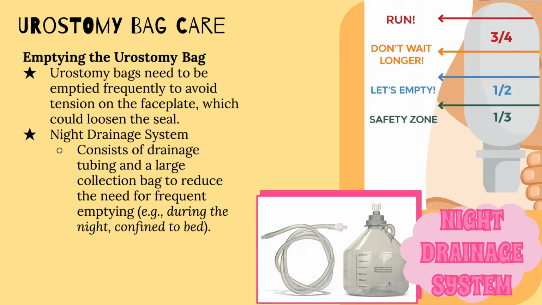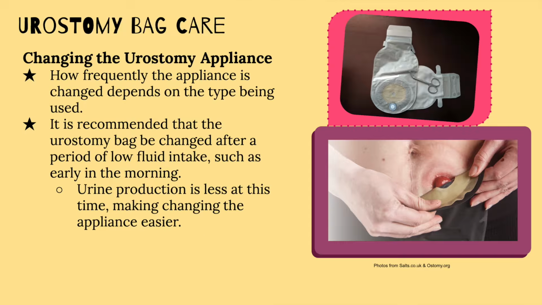Do keep in mind that the night drainage systems should always be kept below the level of the stoma. The tubing that connects the catheter or collection appliance to the closed drainage system should remain straight at all times to prevent urine from pooling in any bends or curves, which we will talk more about soon during patient and family teaching.